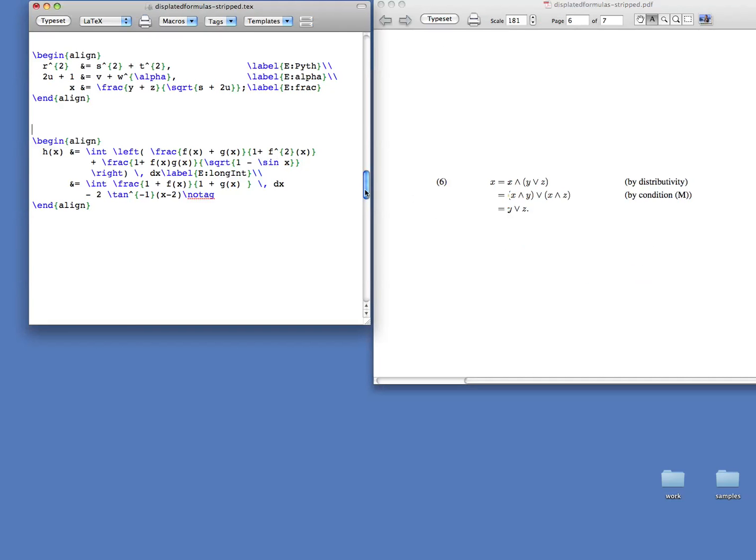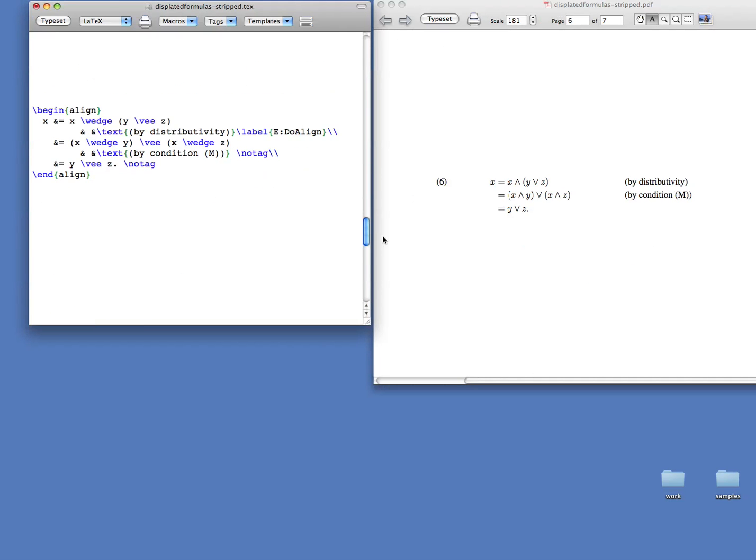The second one I would like to show you is what I call the annotated align. This is a typical example. I have 3 formulas, and at the end of each formula I want to add some text explaining how I get from a formula to the next one. Annotation. So we do that with the align environment again. The 3 lines, each 2 successive lines, are separated by double backslash. Here is one, here is another one.